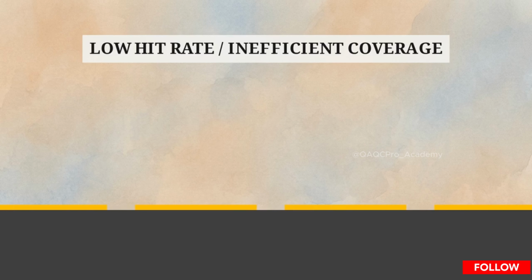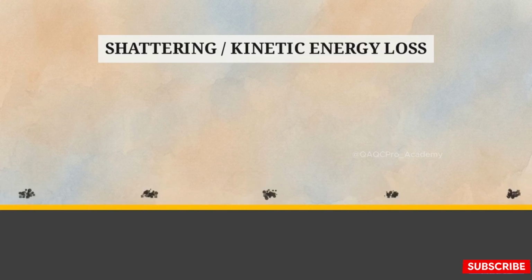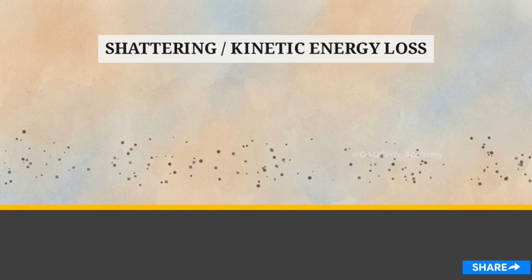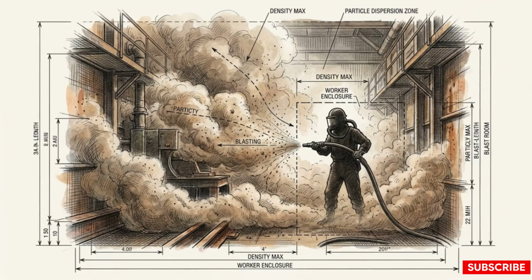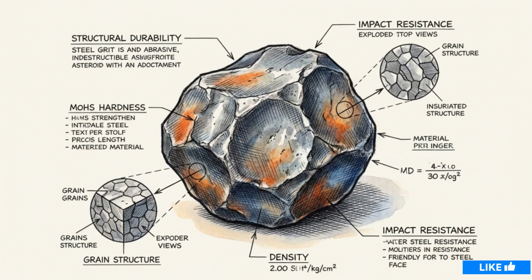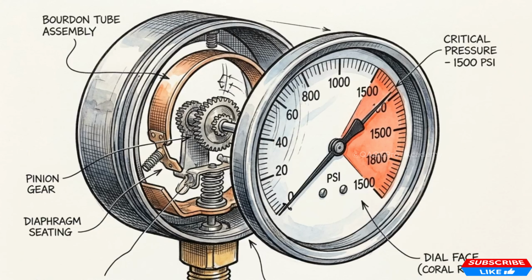Factor 2, particle strength. Shoot weak media, like coal slag, and the particles violently shatter the second they impact the steel. That disintegration creates blinding clouds of environmental dust, limits operator visibility, and renders the media completely useless for recycling. Ultimately, your cutting speed and ability to recycle are dictated by the physical durability of the grain, not how much air pressure you push through the hose.